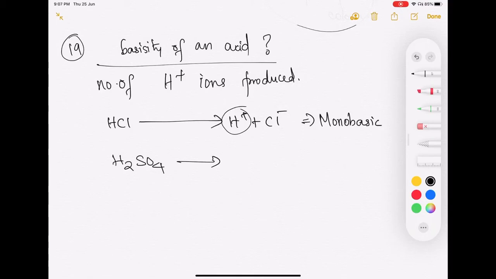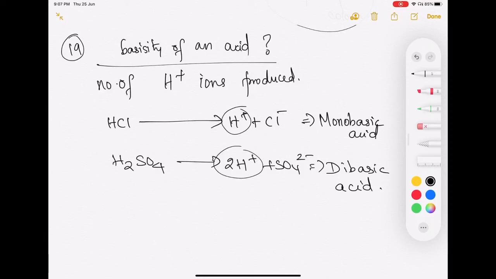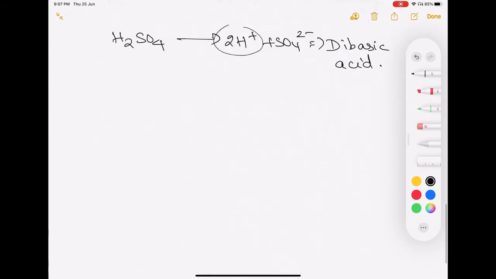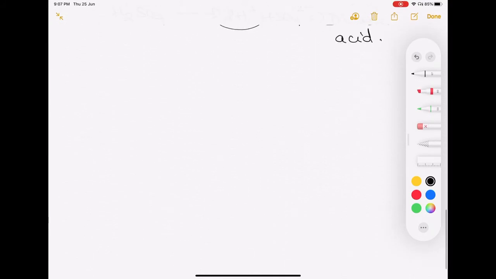Monobasic acid. And sulphuric acid can generate 2 protons and SO4 2 minus. Right? So this is producing 2 protons, so it is dibasic acid. Right? So this is said to be the basicity of an acid. How many H plus ions are produced by an acid is said to be the basicity of an acid. So this VIVA question also, I hope you are well clear about it. I hope you understood it nicely.